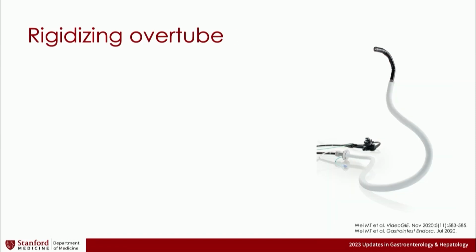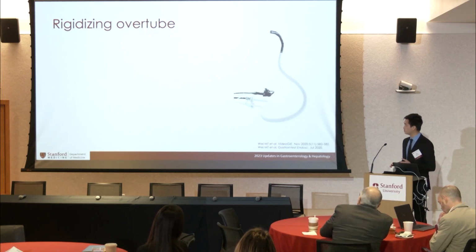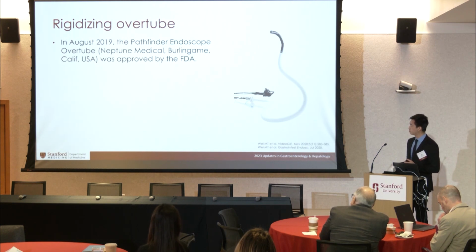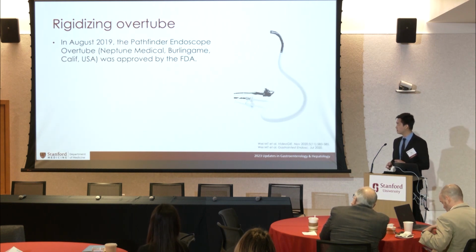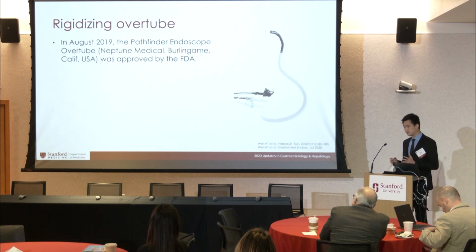In a variation on the theme of overtubes, the rigidizing overtube, which is the Pathfinder endoscope overtube, was approved by the FDA in August 2019. The overtube comes in 2 primary sizes, 85 centimeters and 110 centimeters, and it is able to switch from flexible to rigid with the application of a vacuum.